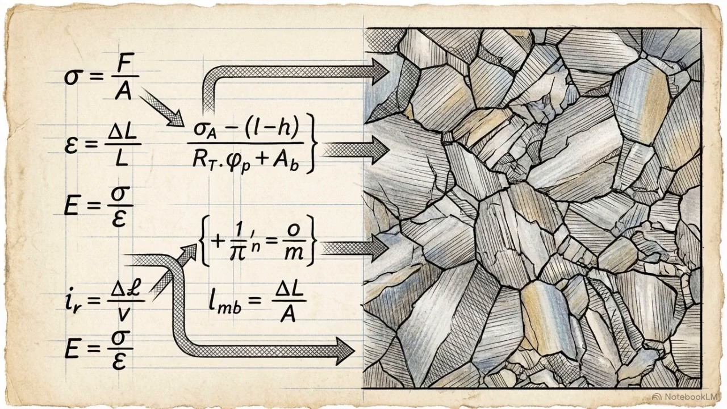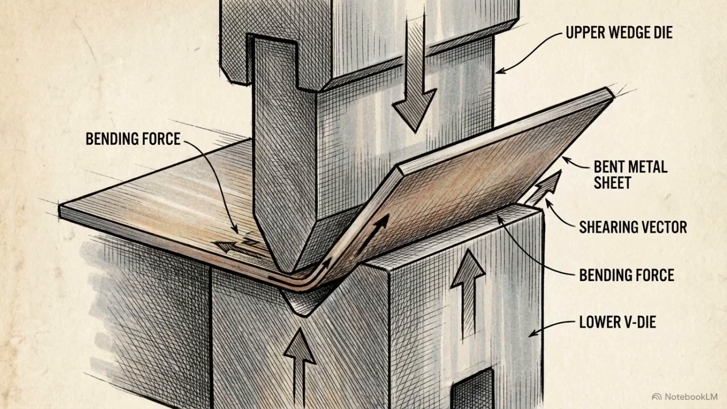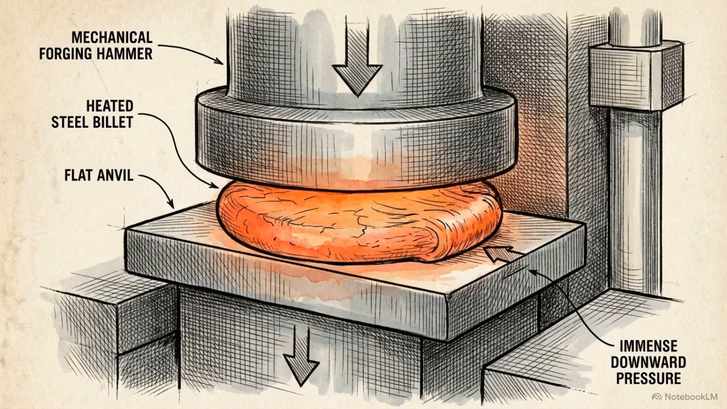Accurately calculating that force requires us to look past theoretical physics and build a model that accounts for the physical resistance of real materials. The landscape of metal forming is divided by the physical relationship between a material's volume and its surface area. Processes like bending and shearing fall under sheet metal working, while bulk deformation describes processes where we force massive changes in the overall volume and shape of the work part.